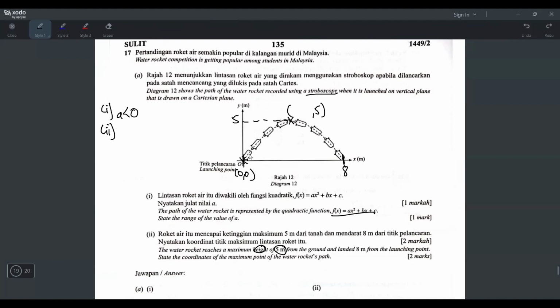And they already give it to me already, 0 and 8. So to get the x coordinate here, you just take 0 plus 8 divide 2, which is x equals 4. So the x coordinate is 4. And let me tell you, the axis of symmetry will be x equals 4. Yeah, okay. But the soalan asks for maximum point, right? So I'll just write here max point will be 4, 5. Okay. So that is the maximum point of the water rocket. Okay, sudah siap.